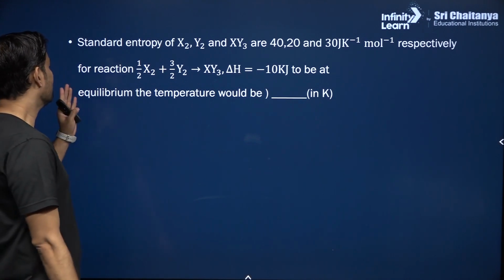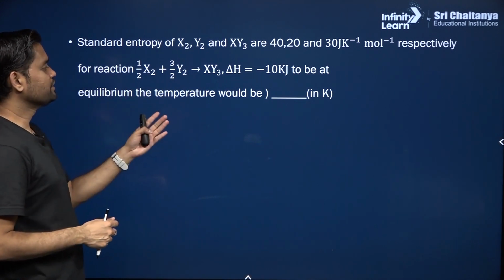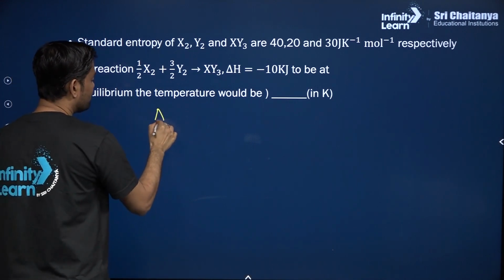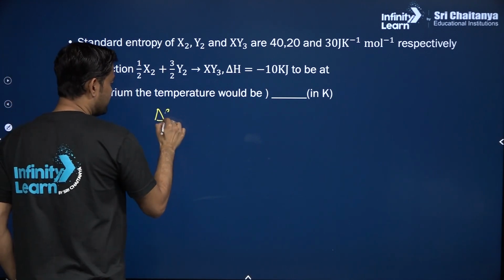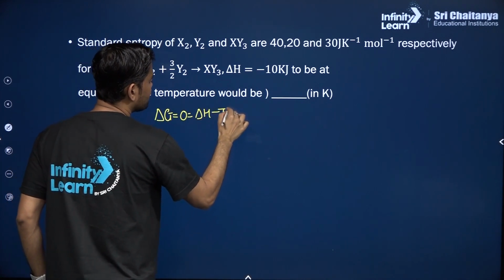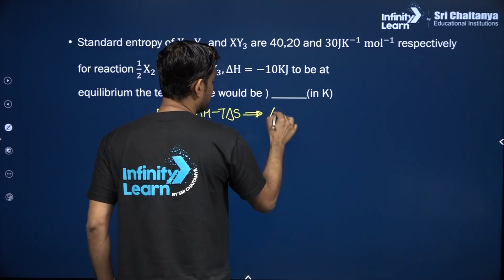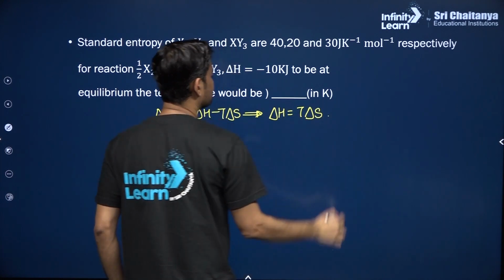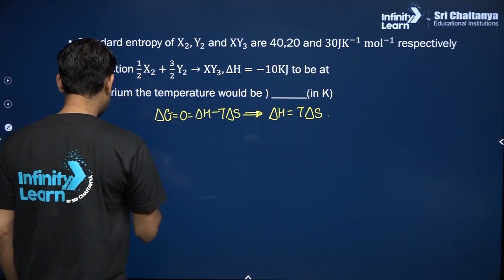Next question. Standard entropy for X2, Y2 and XY3 are 40, 20 and 30 joule per Kelvin per mole respectively. For this particular reaction, delta H is minus 10 kilojoules. At what temperature will it be at equilibrium? First of all we need to calculate entropy, because we know that at equilibrium delta G is 0, that is equal to delta H minus T delta S. So according to this equation, delta H is equal to T delta S. Clear? So let us calculate delta S now.